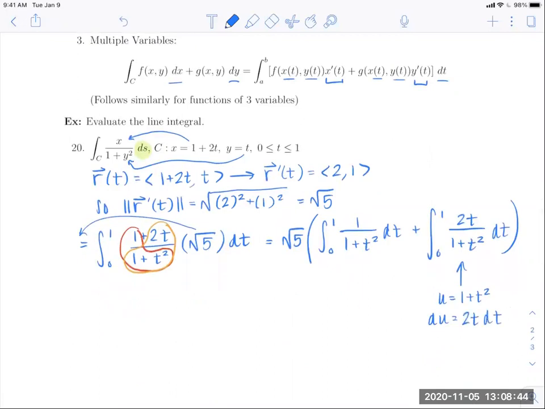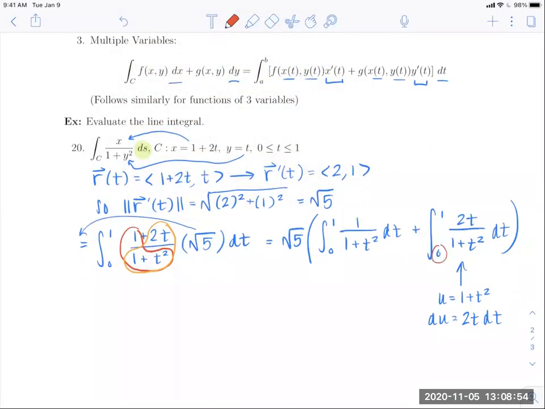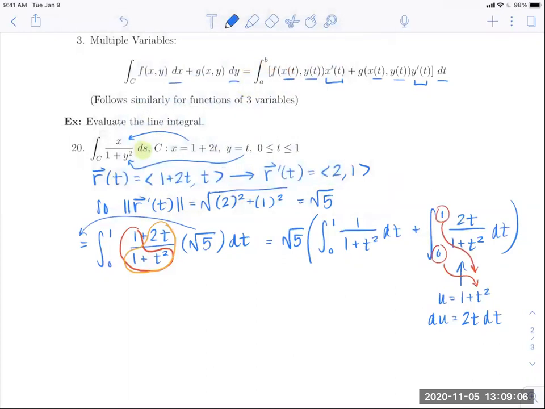And I'm in good shape here because now I can just do a direct u substitution. You guys probably know by this time that I'm a big fan of changing my limits of integration if it's easy to do. So when t is 0, u becomes 1. And when t is 1, u becomes 2. All right, so let me write that here. I have my square root of 5. I'm going to come back to this other integral.